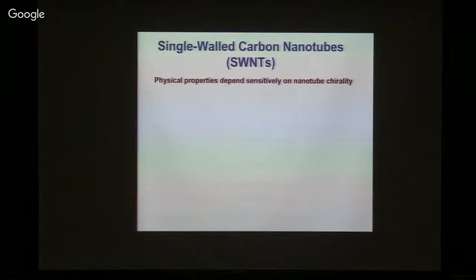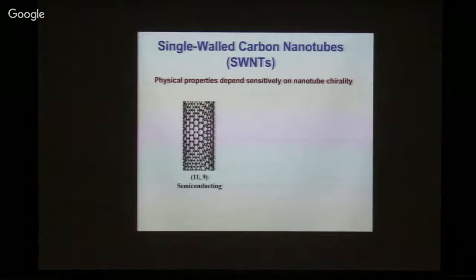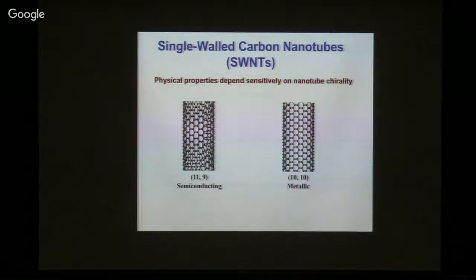To think about the electronic structure of the nanotube, we can think about rolling the graphene up. And through the quantization of the states, basically, we can have both semiconducting and metallic carbon nanotubes. And they depend very sensitively on the structure. So for example, if we have a nanotube that looks like this, with something known as (11,9) chiral index, it will be semiconducting. And if you have a nanotube like this, (10,10), it will become metallic. So in our study, we'll focus on this metallic carbon nanotube.